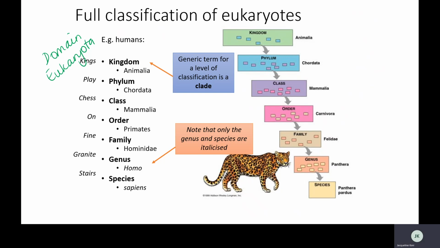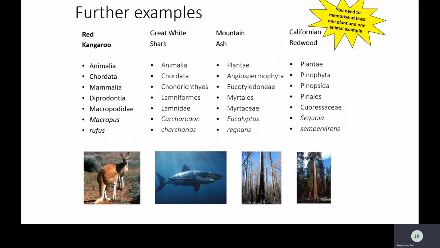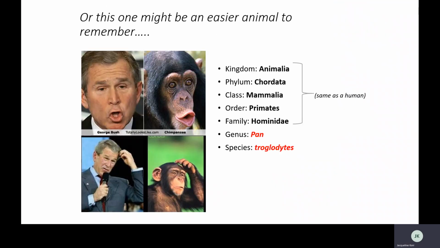If you're not sure which level of classification it is, you can call it just a clade, or the other word you might see is taxonomy. Some other examples to explore at your own leisure. You should know one plant one and one animal one. Try and pick something that perhaps is memorable for you, species you're familiar with, or names that are easy for you to jog your memory. Like here, for example, you might want to memorize the chimp because most of its DNA is the same as ours. And then Pan troglodytes isn't too bad. You might have heard of it before.